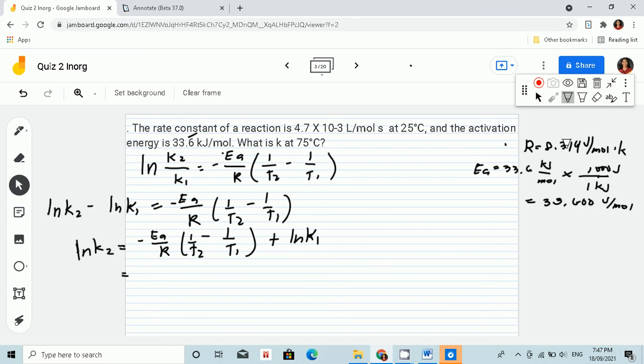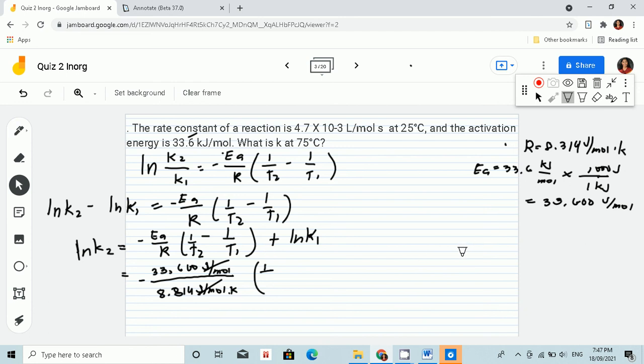Okay, so we are good. We have 33,600 joules per mole over, we have negative here, 8.314 joules per mole Kelvin. Okay, so cancel that one, times 1 over T2.